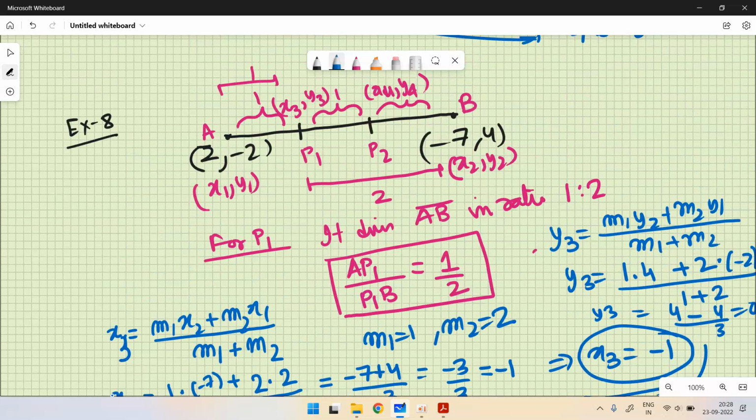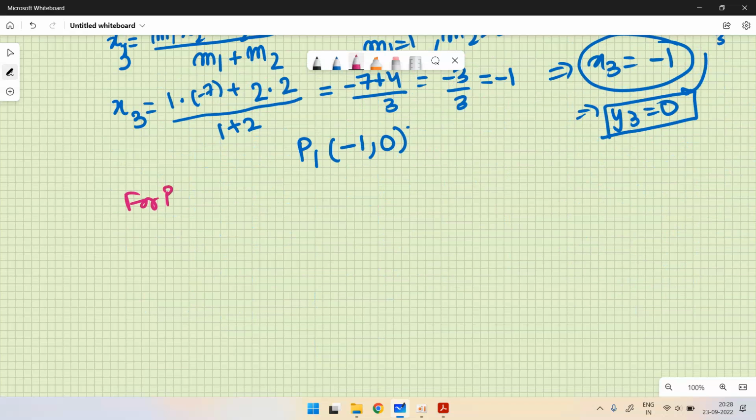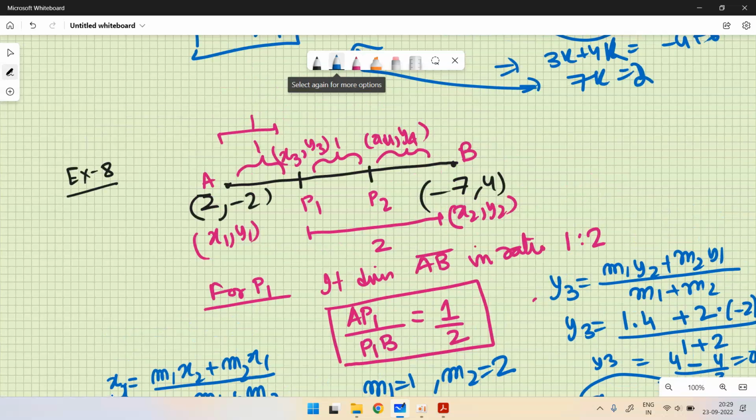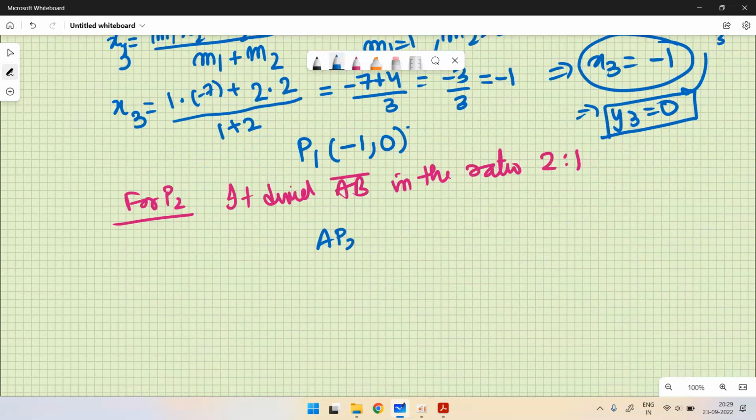Now what we have to find next is P2. Writing for P2, it divides the line segment AB in the ratio 2:1. How 2:1? This is P2. From here this is 1, this is 1, 1 plus 1 is 2, and P2B is 1. So this is 2:1, or you can write AP2 to P2B, nothing but 2:1.